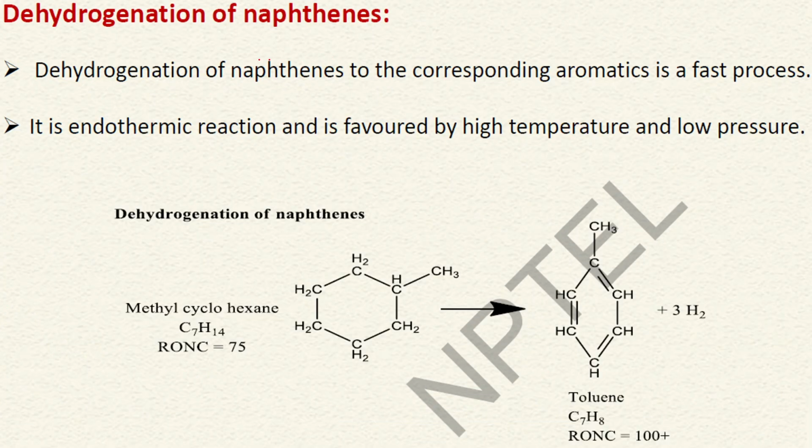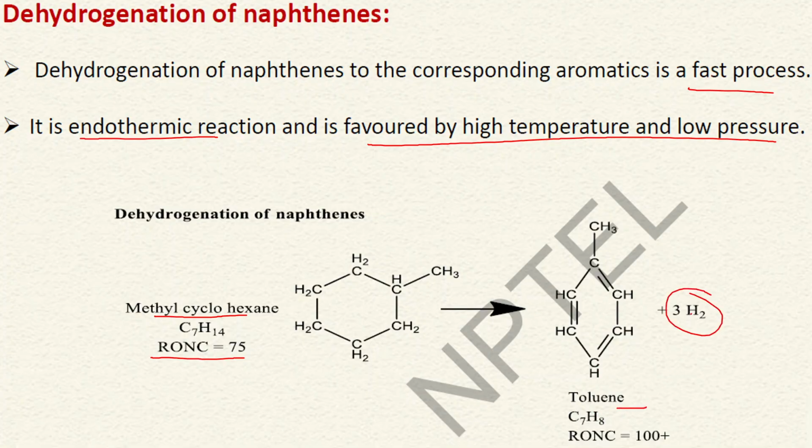Coming on to the first reaction, that is dehydrogenation of naphthenes. Dehydrogenation of naphthene to the corresponding aromatics is a fast process. It is an endothermic reaction and is favored by high temperature and low pressure. As we can see here, this is methyl cyclohexane, which is a naphthene, and it has a research octane number of 75. It is dehydrogenated to give toluene, and 3 moles of hydrogen per mole of toluene produced, and this toluene has a research octane number of 100 plus.